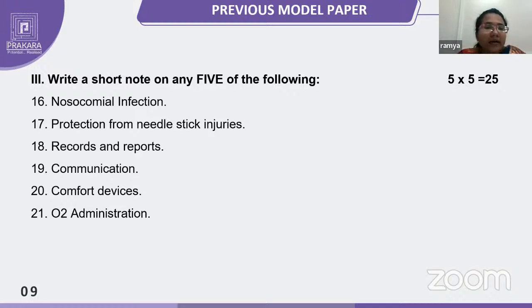In the 16th question, they have asked what is nosocomial infection. Here we should write the definition. What are the types of nosocomial infection? What are the negligent points? Means by practicing some malpractices, how the nosocomial infections will occur, and at last what are all the preventive measures we have to do to prevent this nosocomial infection.